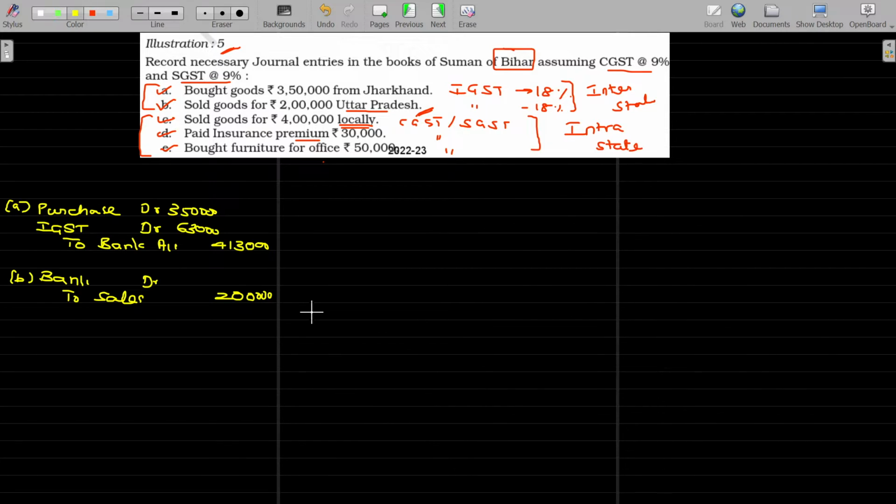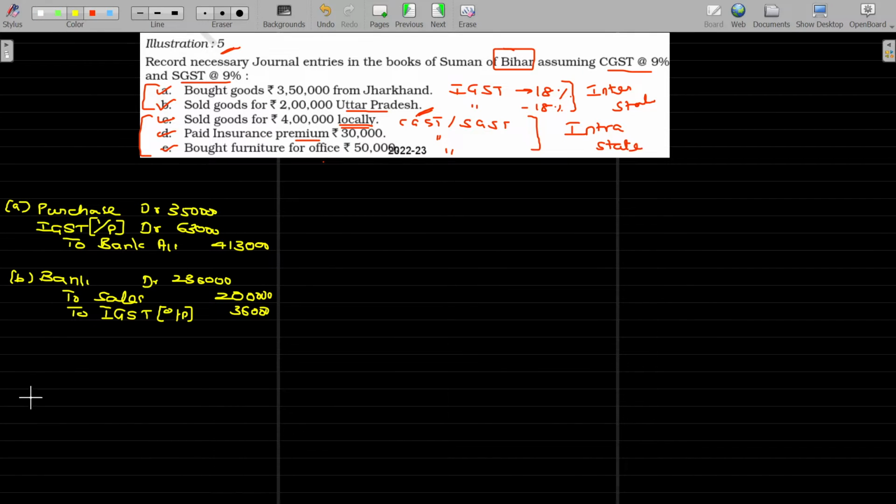Any doubts here? And of course, while selling, I can collect the money for GST also. Anyhow, it's an interstate sale, so IGST will be leviable. This is for output. Earlier, that was for input. Okay. 18% on 2 lakhs being 36,000. So the overall amount collected here being 2 lakhs 36,000.